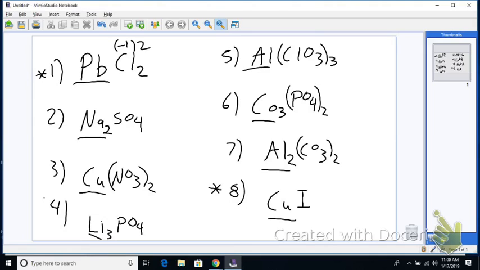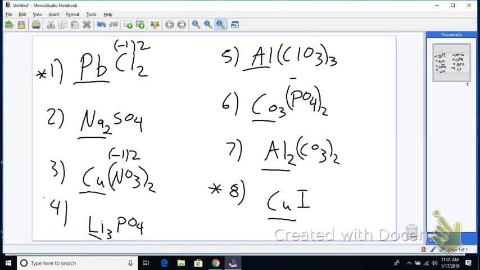Next one, do we need a Roman numeral? Number 2, do we need a Roman numeral? No. You can always tell: if it has just one number above it, which is group 1 and 2, if it's in those first 2 columns, no Roman numeral is required. Number 3, do we need it? Yeah, it can be a 1 or 2. This is a -1, we've got 2 of them, so that would be copper 2. Number 4, do we need it? No. 5? No. 6? Yes.